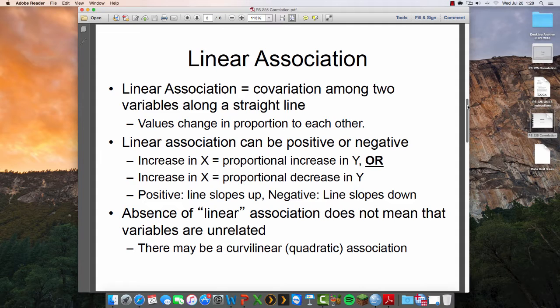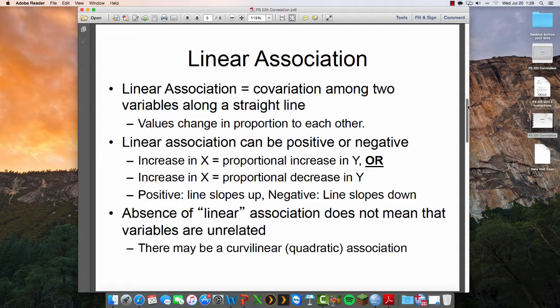In the other case, where the value of x increases and we see a proportional decrease in y, we'd see a negative linear association in which the line slopes down, beginning on the upper left and moving to the lower right of our bivariate scatter plot.